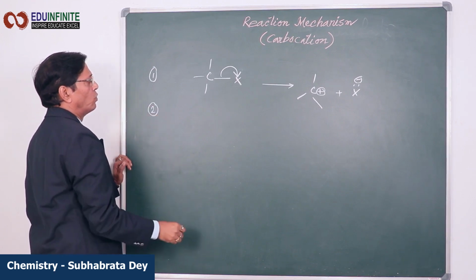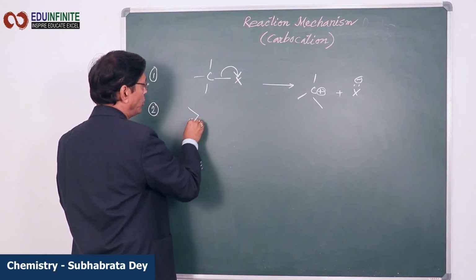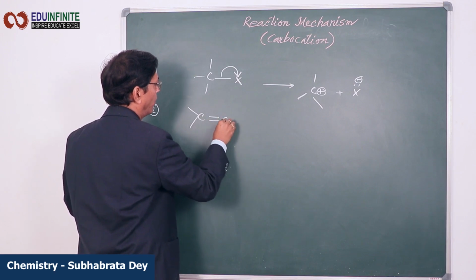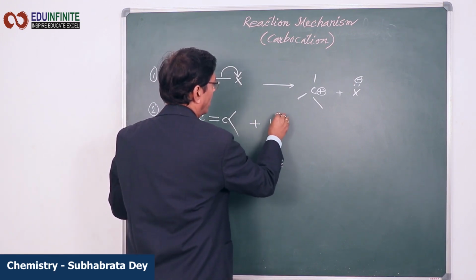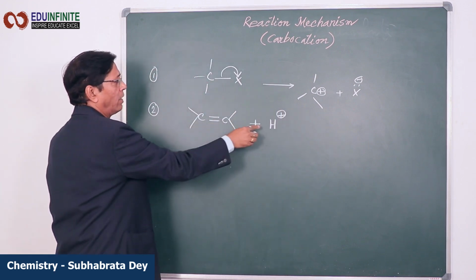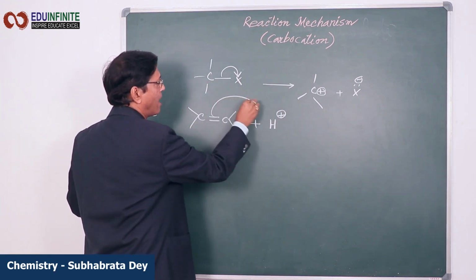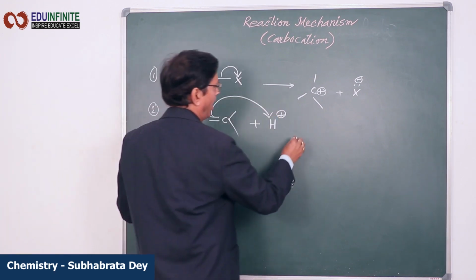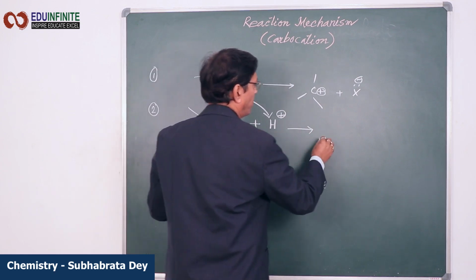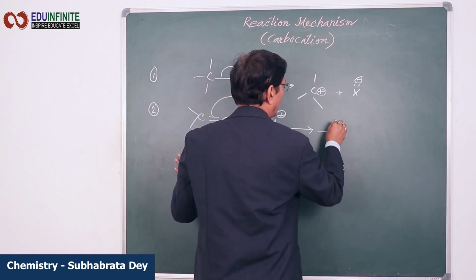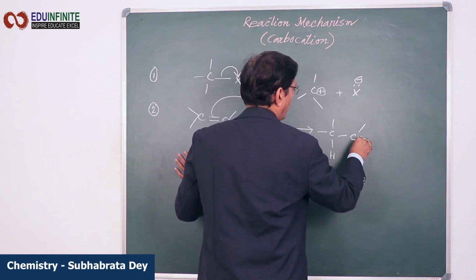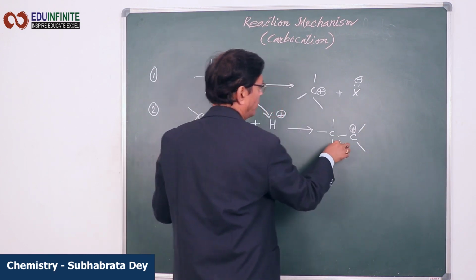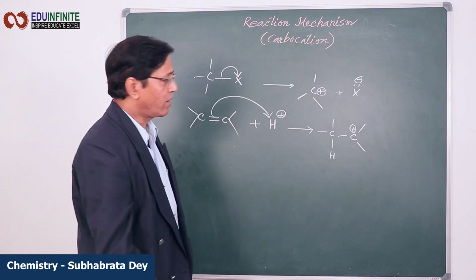Method number two, by protonation of alkene. This is an alkene. When a proton comes, the pi bond moves towards this H plus and accepts that H plus. Suppose this carbon accepts the hydrogen while the other carbon becomes positively charged. So this is again a carbocation.